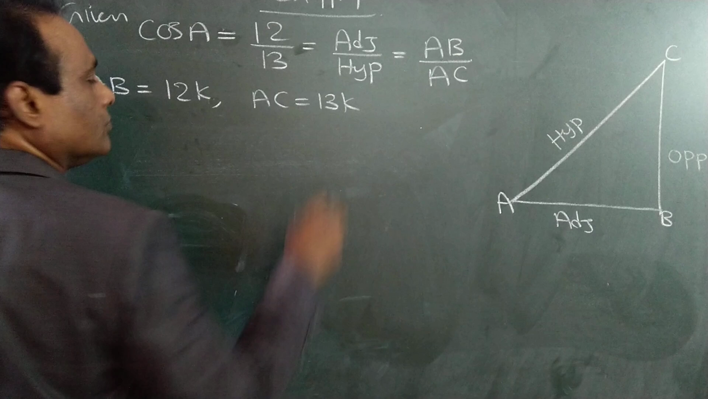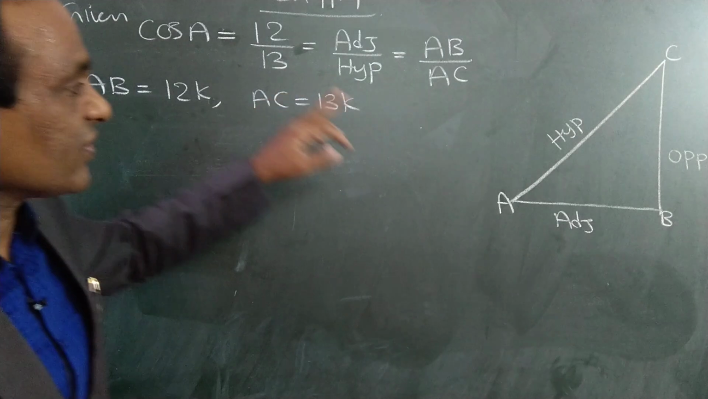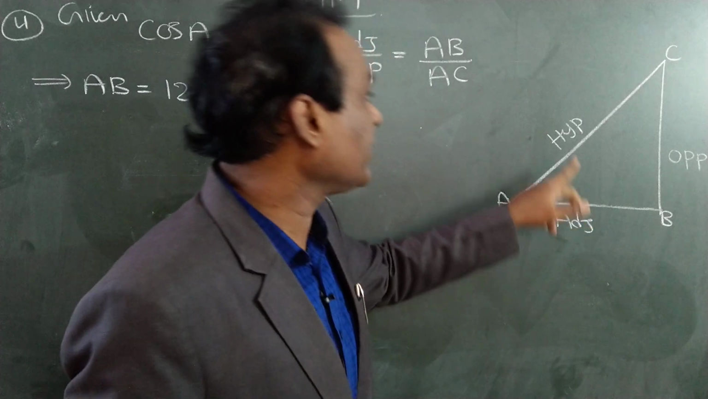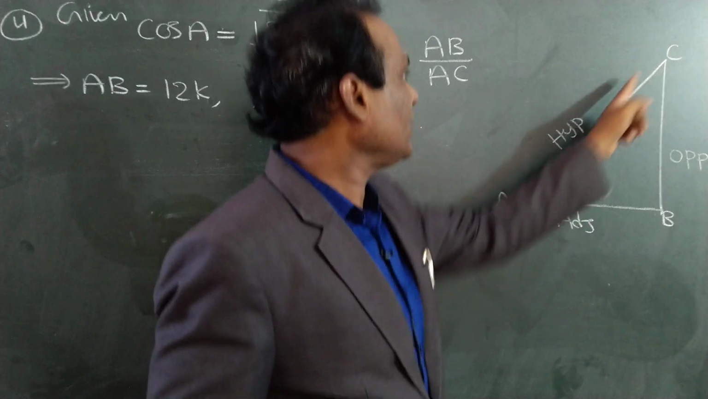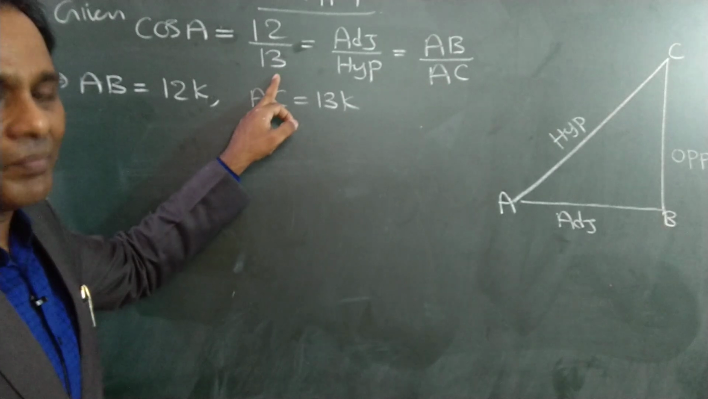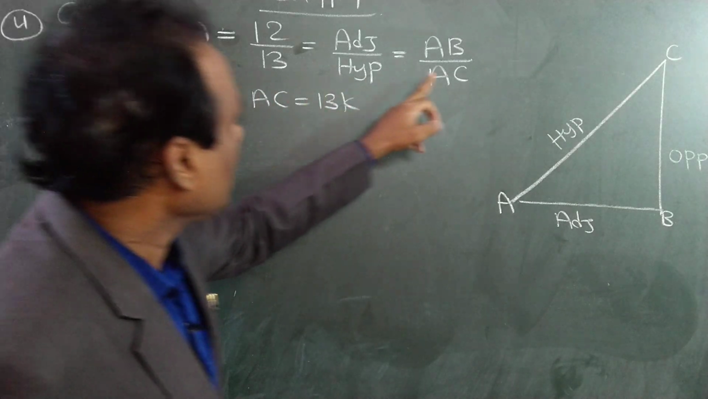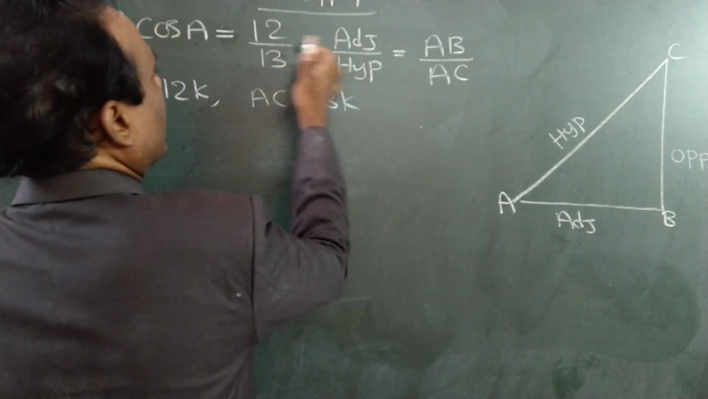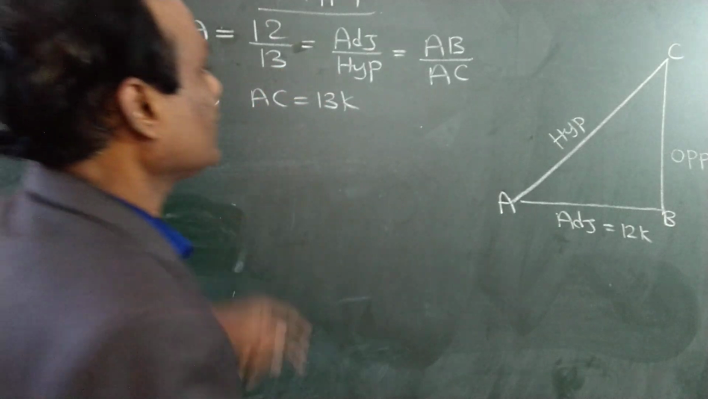See here, cos A is equal to 12 by 13, given in the problem. What is the cos definition? Adjacent by hypotenuse, that is AB by AC. AB is adjacent, AC is hypotenuse. AB is 12 and AC is 13, but directly we should not take that. Some multiple we should take. AB is equal to 12K, AC is equal to 13K. That's all. So adjacent is 12K and hypotenuse is 13K.